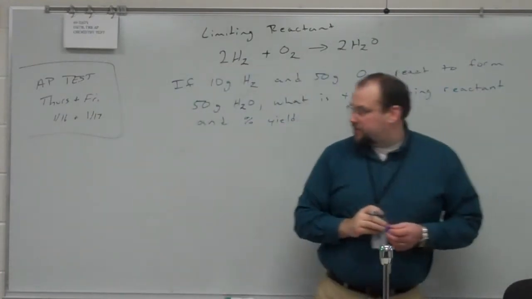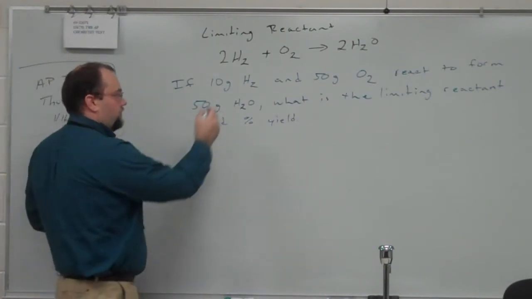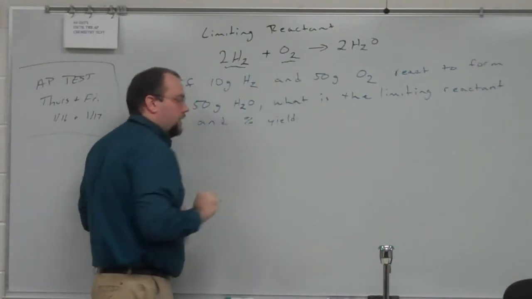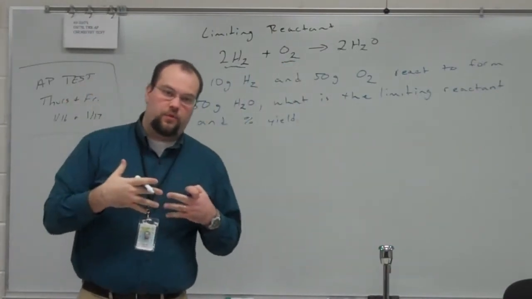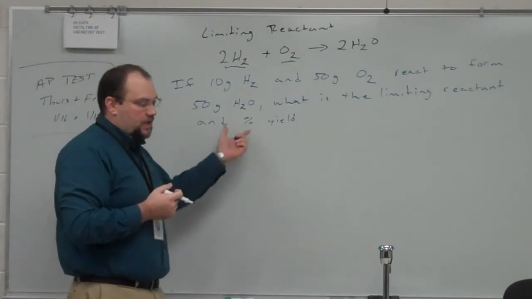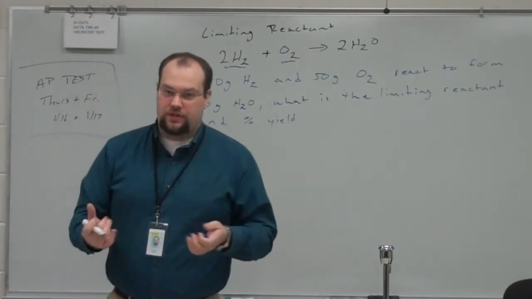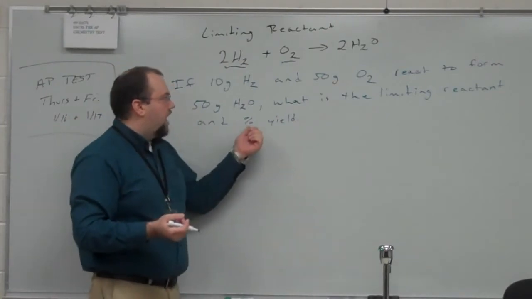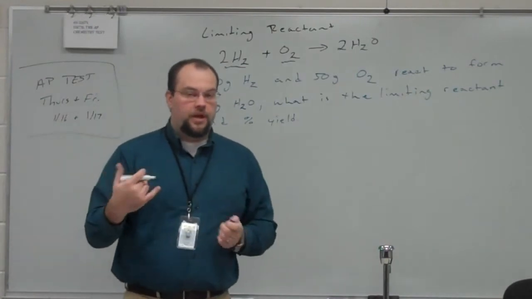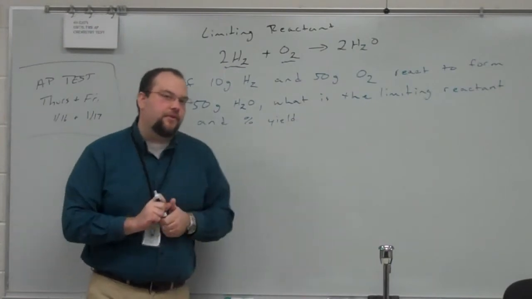Okay, so in this case, let me stand over here so I'm not in front of it. If I have 10 grams of H2 and 50 grams of O2, and they react together to form 50 grams of water, it's asking what's my limiting reactant and what's the percent yield. The percent yield is essentially how well your reaction did, how well your laboratory situation did. The percent yield is your actual, my actual result is 50 grams, over theoretically what I should get. And theoretically what I should get will be the answer to the limiting reactant. So they kind of all nest together.